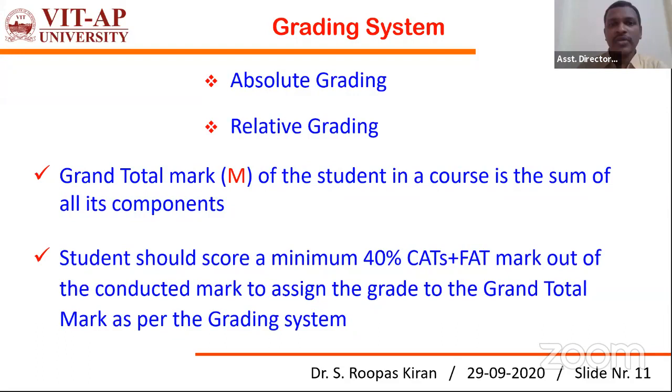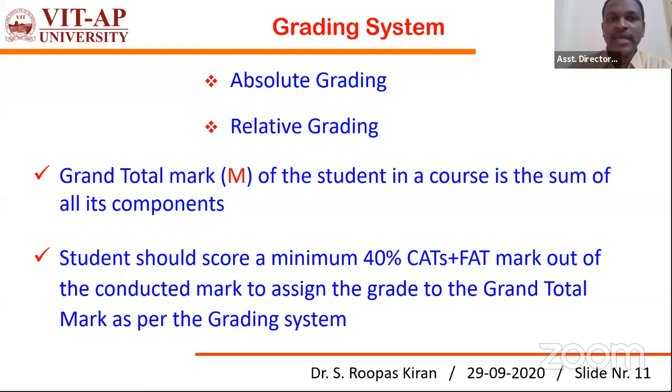So you must score a minimum of 40%, that is 24 marks out of 60 of the CAT component, to assign a particular grade to the grand total mark. You are scoring some grand total mark including the CAT component and the non-CAT component. You might be scoring 40 out of 40 in the non-CAT component. But as I said just now, if you are not scoring 24 out of 60, the grade you will be getting is F grade, fail grade. So to assign a particular grade other than fail grade, you must score a minimum of 24 marks.